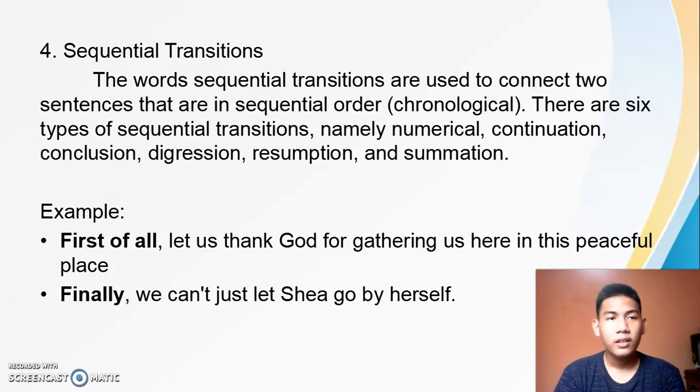Next, sequential transitions. The words of sequential transitions are used to connect sentences that are in sequential, chronological order. There are 6 types of sequential transitions, namely numerical, continuation, conclusion, digression, resumption, and summation. For example: "First of all, let us thank God for gathering you here in this peaceful place." And: "Finally, we can just let her go by herself."